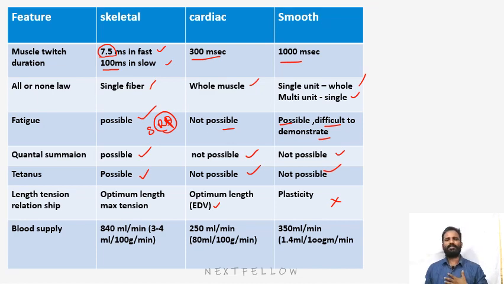Blood supply: as skeletal muscle has a wider area, the blood flow as a whole is more, 840 ml per minute, but per 100 gram of tissue it is less, 3 to 4 ml. Whereas the heart is 250 ml per minute, but per 100 gram of tissue it is 80 ml. And the smooth muscle is 350 ml per minute, but per 100 gram of tissue it is 1.4 ml. So maximum blood flow as a whole is in skeletal muscle. Maximum blood flow per 100 grams is in cardiac muscle, and the lowest is in smooth muscle.